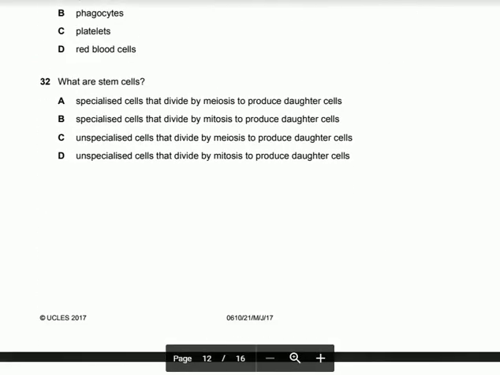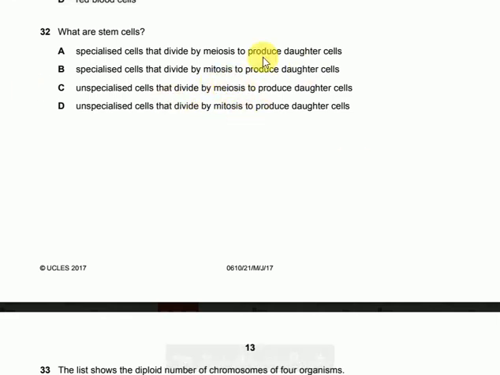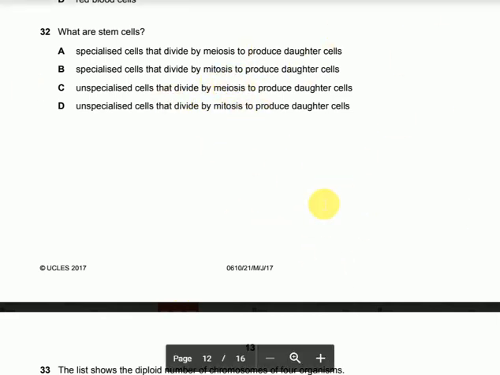Question number 22. What are stem cells? Specialized cells? Okay, they are not specialized. They are always unspecialized, I'm sorry. So, unspecialized cells that divide by meiosis or mitosis. The answer is mitosis. So they never do meiosis. So specialized, unspecialized, meiosis, and mitosis are the keywords for solving this question.